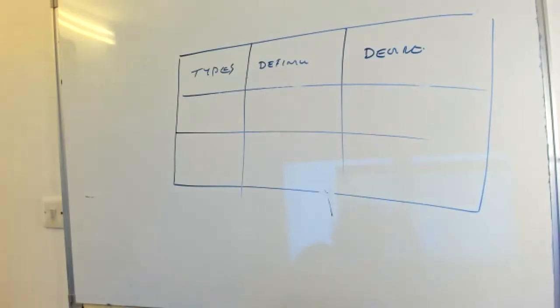Linear polynomial. A polynomial is of the form ax plus b, where a and b are real numbers, where a is not equal to 0. Degree? 1. Okay.